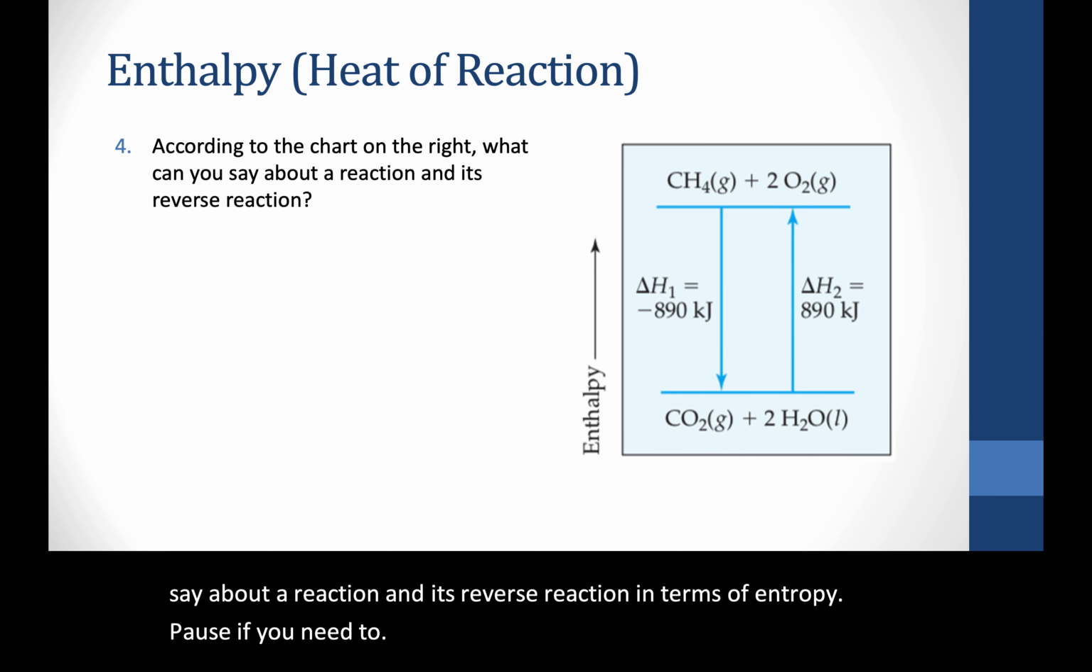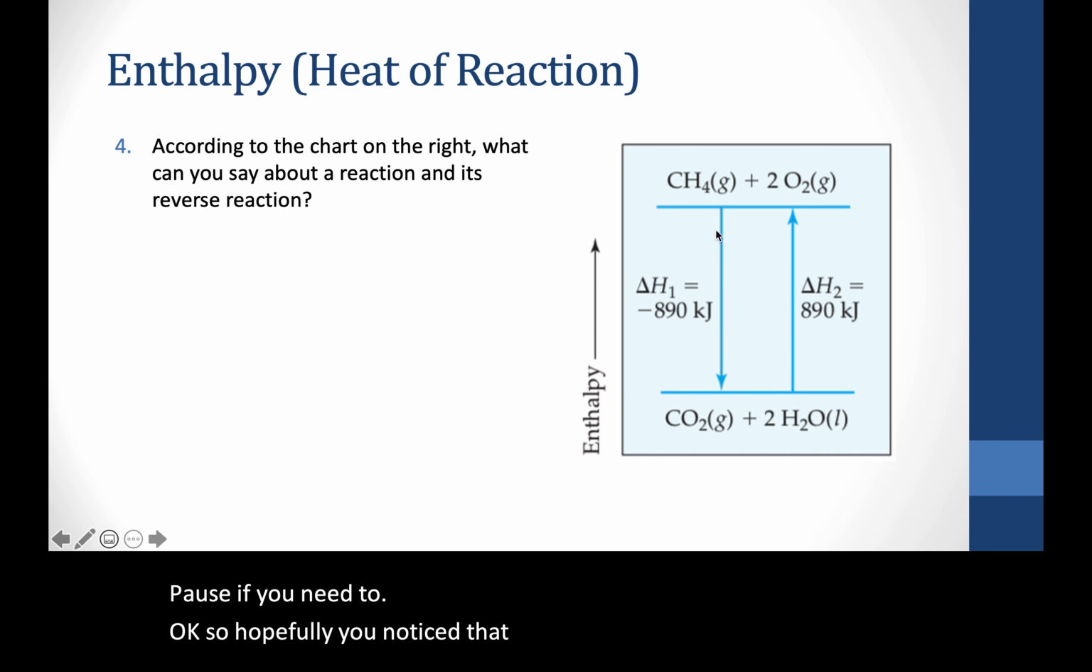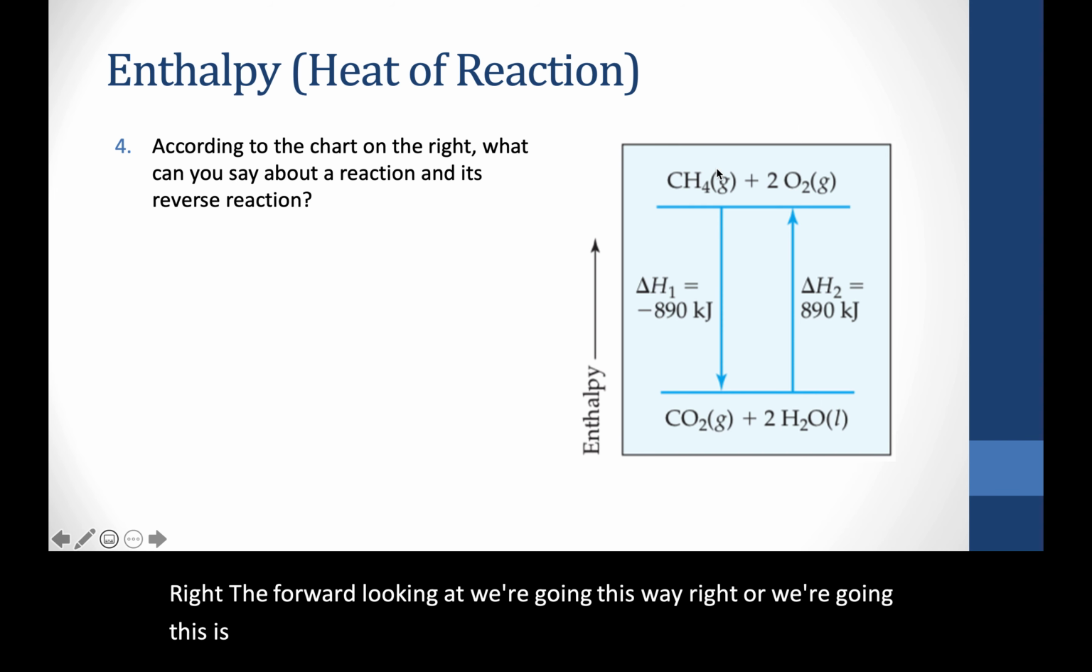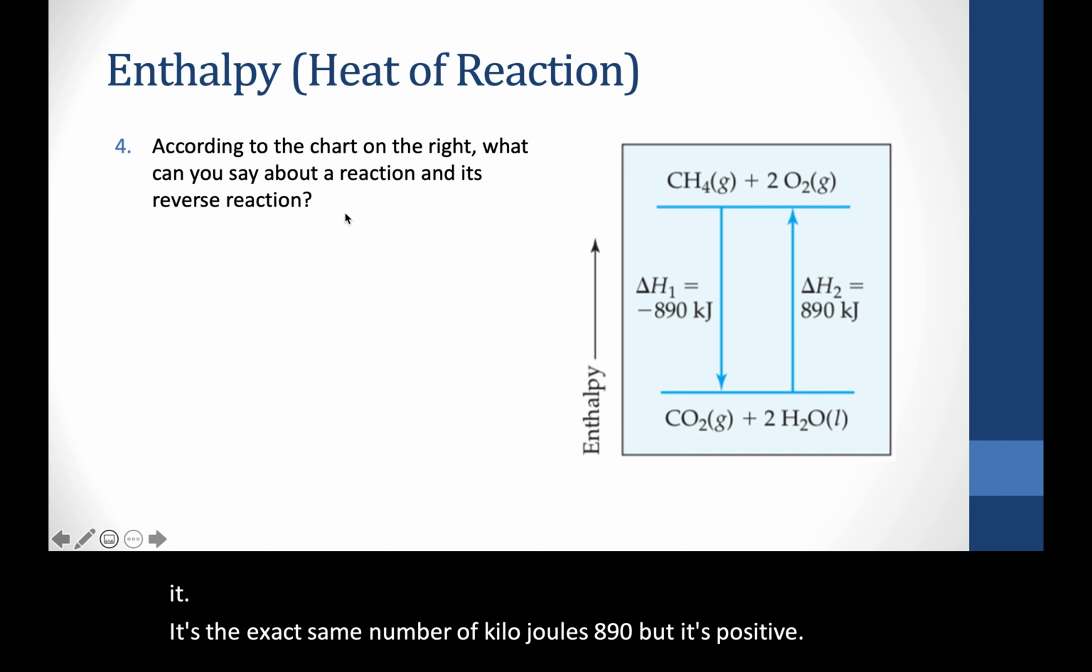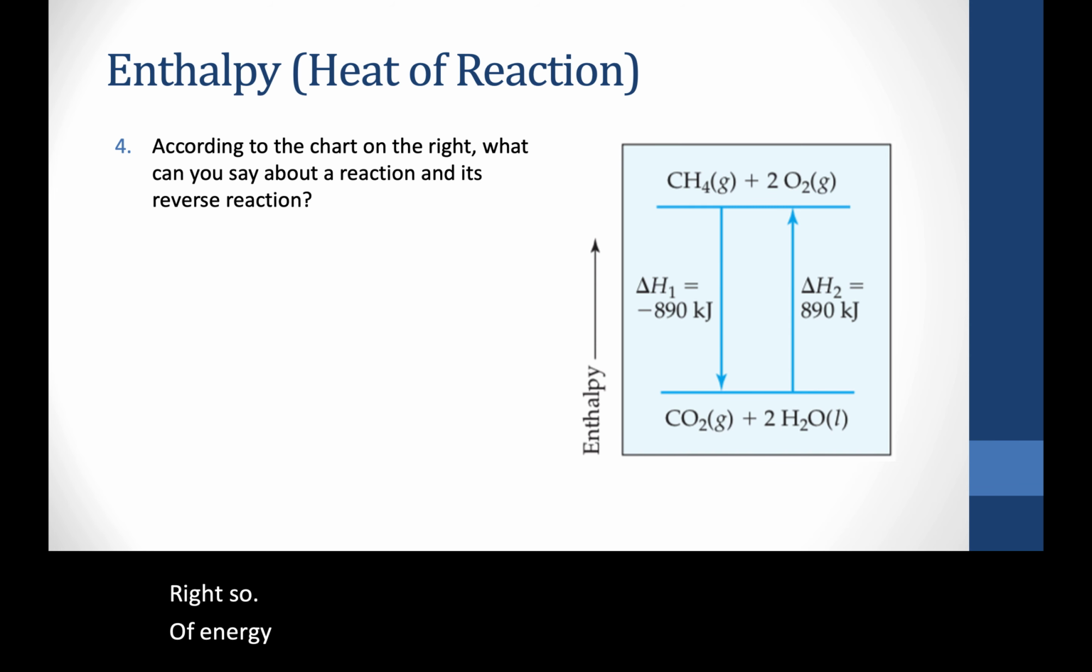Okay, so hopefully you noticed that, let's say we're going this way, this is the forward reaction. I could have picked this one, doesn't matter. The forward reaction is negative 890 kilojoules. Now, when I reverse it, it's the exact same number of kilojoules, 890, but it's positive. So a reaction and its reverse reaction have the equal value of energy involved, but the sign is different.